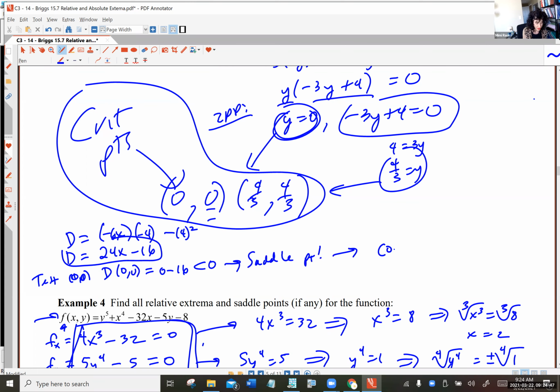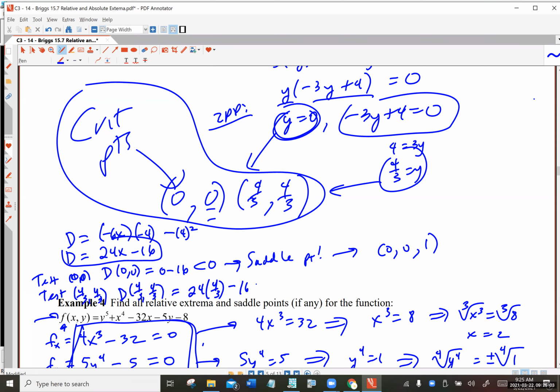And so the point (0, 0, 1), I believe, is your saddle point. And then if you test the other point, which is the (4/3, 4/3) guy, you're going to get a positive value for D. In fact, you'll get 32 minus 16, which is 16, which is positive. Then what? That doesn't tell you anything yet.